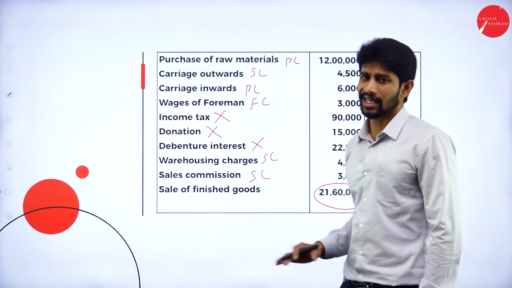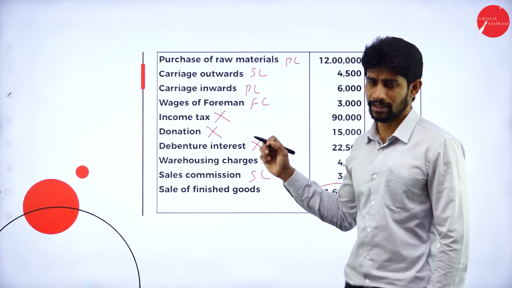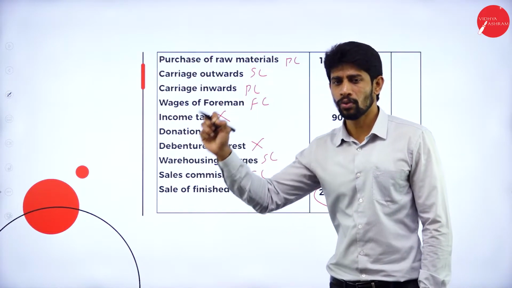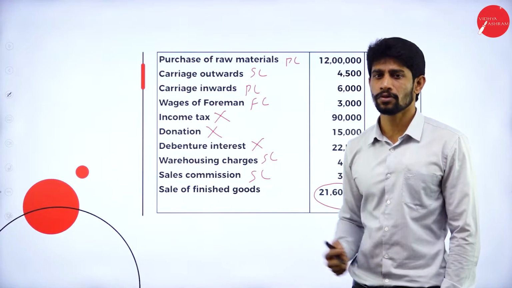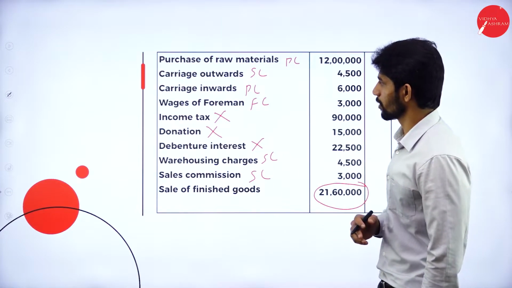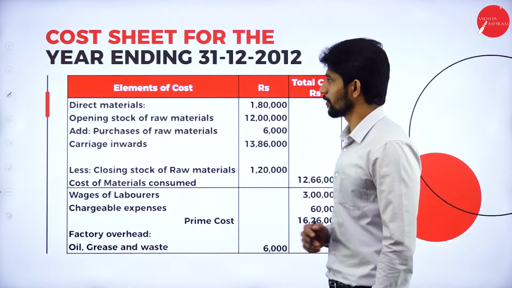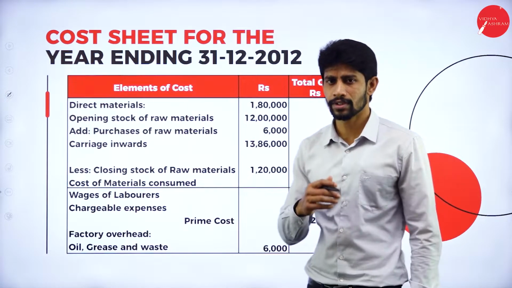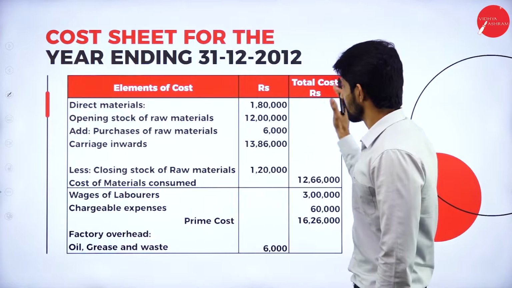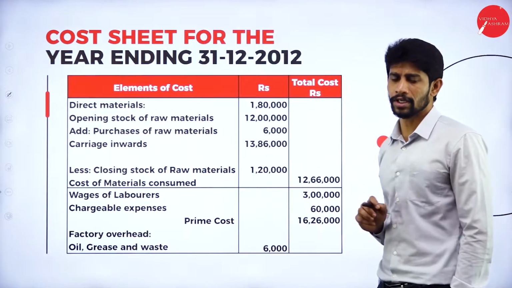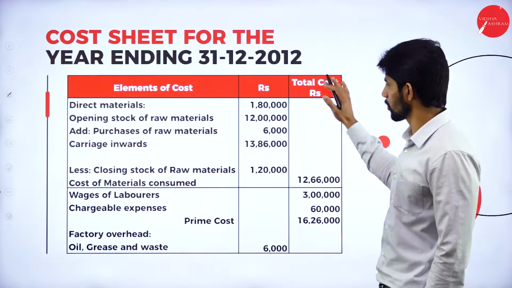So first we have to segregate all the items like this, like which item belongs to which overhead. So it will be easy to solve the problem. So let us move on to the solution part. So cost sheet for the year ended 31st/12/2012. So make 3 columns. Here we are not finding out the per unit column, we are just finding out the total cost.